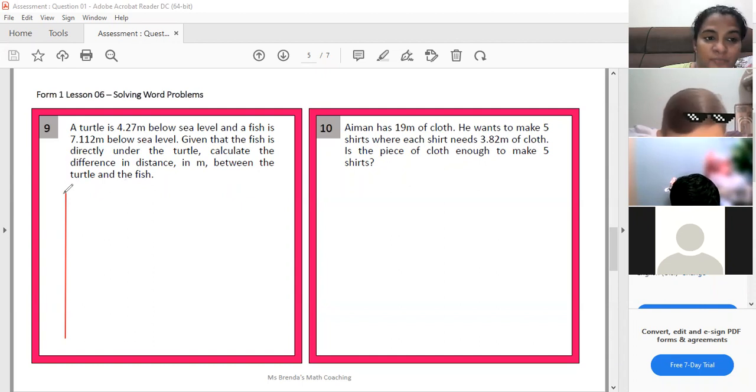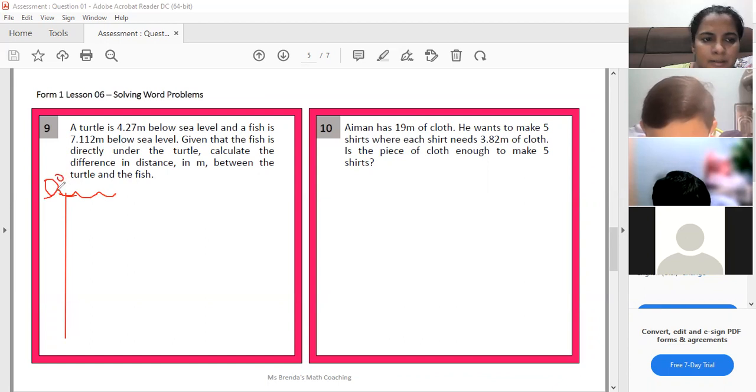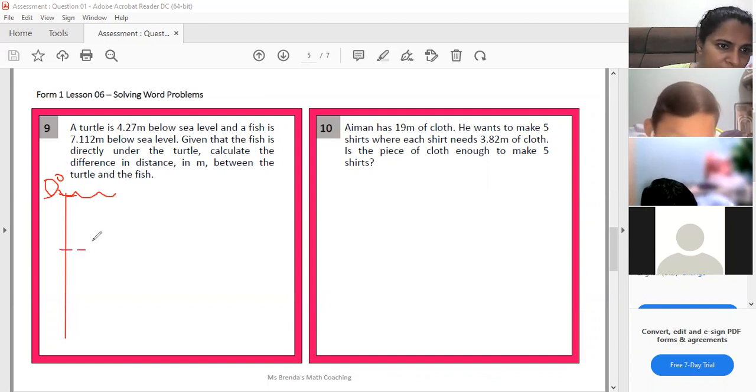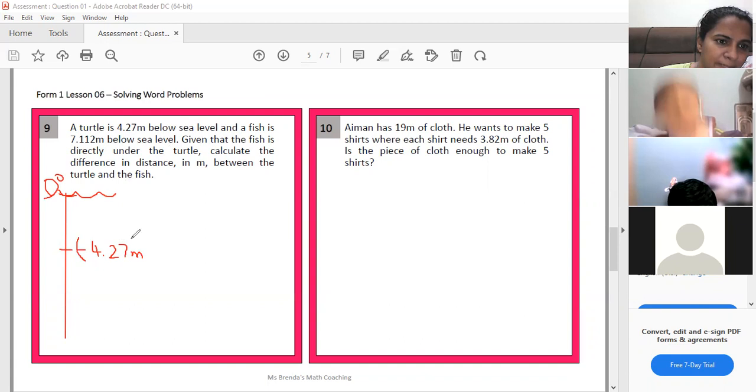Okay, advice to draw. So this is sea level, because the turtle and fish are both below the sea, kan? Unless there's a ship there or a bird, then it's above the sea. Now both these animals are below sea level. So a turtle is 4.27 meters below sea level. So here lah, negative 4.27 meters. Got it? I put a bracket so that you know it's a negative number. This is the turtle.